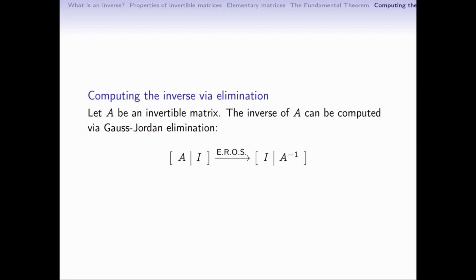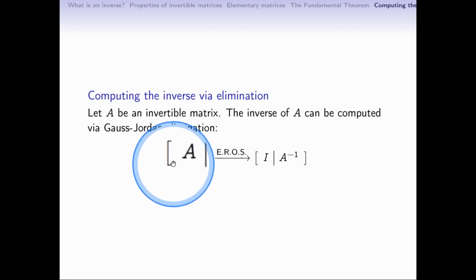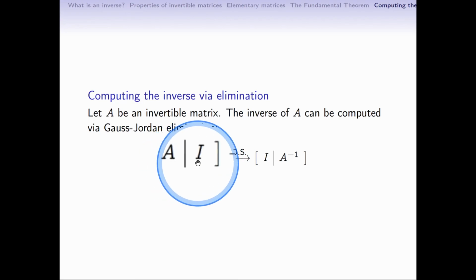So let A be an invertible matrix. The inverse of A can be computed via Gauss-Jordan elimination, and we're going to use the following scheme. We're going to take our matrix A and augment it by a full identity matrix. So this will now be a large rectangular matrix, two square matrices next to each other, the matrix A and the identity matrix of the same size.